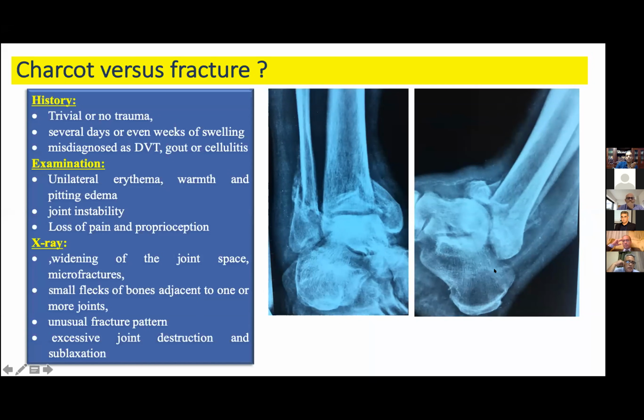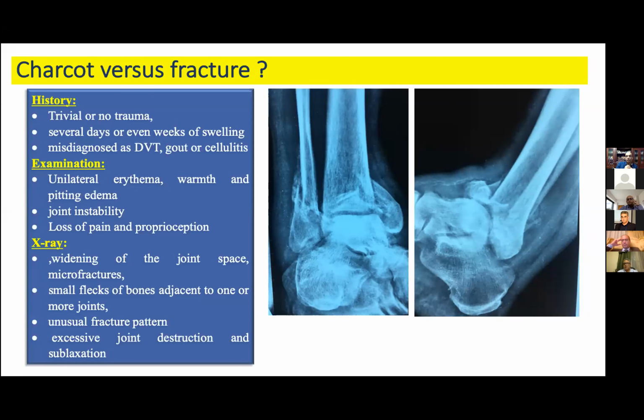It's very important to take these points in the history, examination, and X-ray of the patient. Usually, a patient with Charcot comes with trivial or no trauma, and usually the incident of trauma is several weeks before. Usually, the patient goes through the usual dilemma. He has a swelling, they think it is DVT, they go to a vascular surgeon, then they move to general surgeons. It's a cellulitis, it may be gout, until someone makes an X-ray for her and says, oh, you have a fracture and you have to go to an orthopedic surgeon. This is the normal sequence you usually face in our clinics.